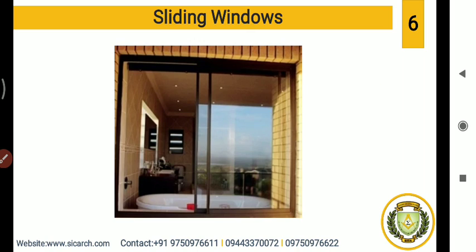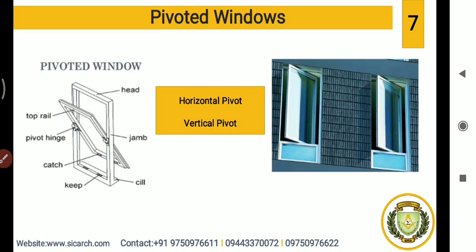Next we have sliding windows. Here we will have movable shutters that we can move in a horizontal way. Next is pivoted windows. Pivoted windows will have two hinges on the side and can be rotated on their axis.